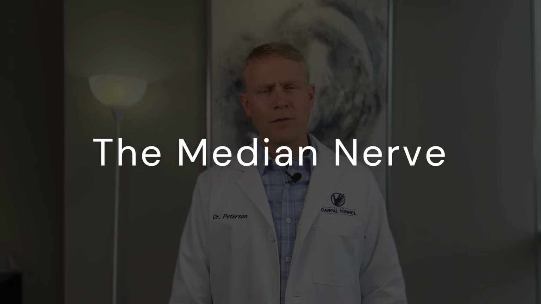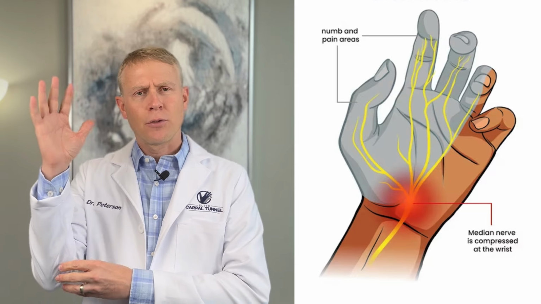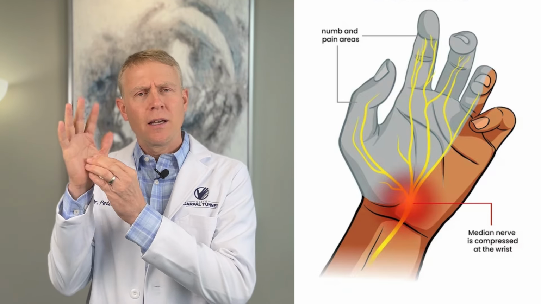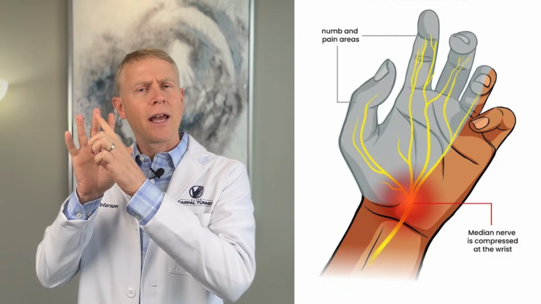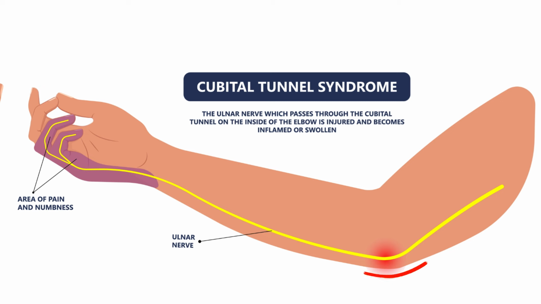The median nerve. The median nerve is one of three major nerves that extend into the hand. It passes through the forearm, through the wrist, and into the hand, branching out to the thumb, index finger, middle finger, and half of the ring finger. The other half of the ring finger and the small finger are provided sensation by a different nerve called the ulnar nerve. It travels around the elbow, down the forearm, and through the wrist, but not through the carpal tunnel, and then branches out to the small finger and the other half of the ring finger.